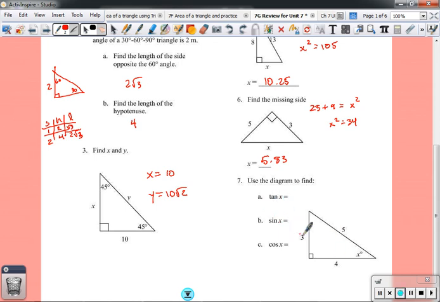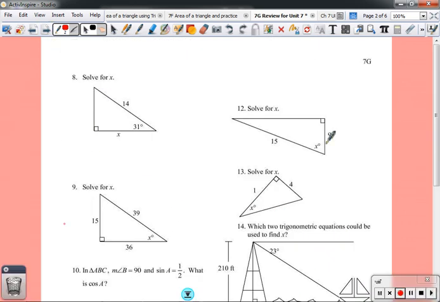So the tangent of x is, let's label our sides: opposite, hypotenuse, and adjacent. The tangent of x is 3/4. The sine of x is 3/5. And the cosine of x is 4/5. Really important that when you're taking the test, you answer the question that is being asked.